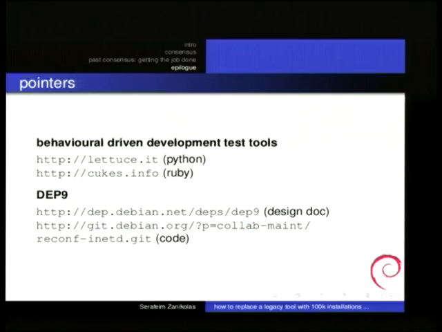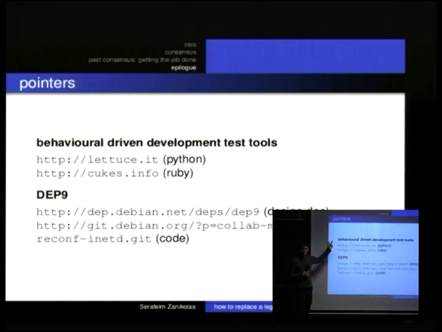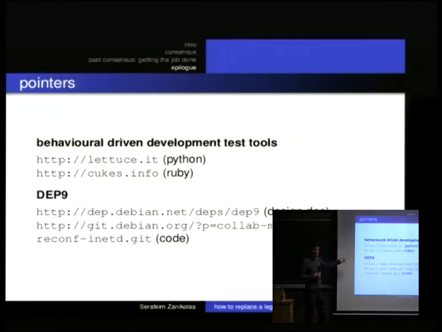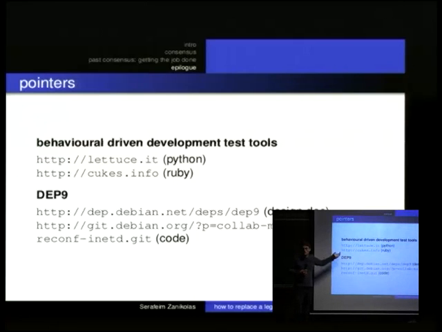In my case, I'm using a Python framework, and the implementation itself is in Python, reconf inetd. But because they are system tests, it could be anything. It could be that the program is implemented in C or whatever. So the fact that these are in Python and Ruby doesn't really matter.